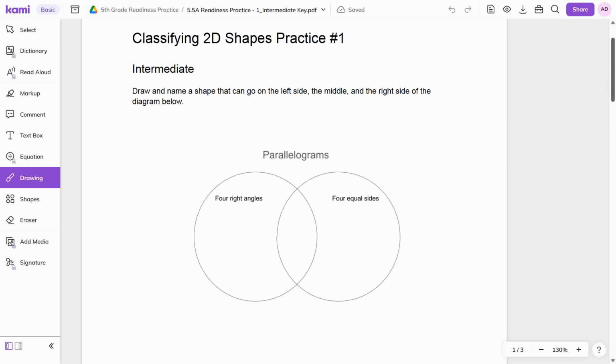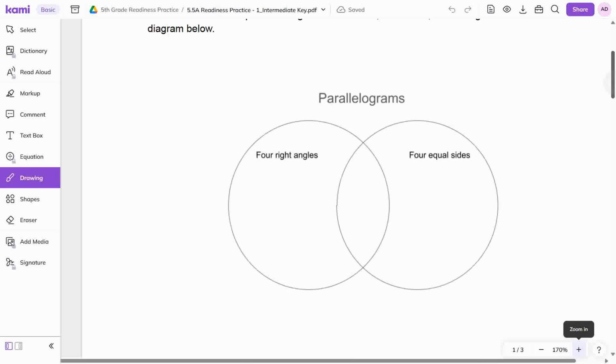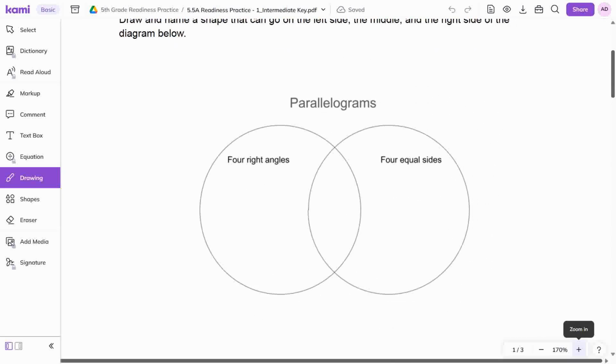So we've got a Venn diagram here, and we need to find a shape that goes just on the left, a shape that goes just on the right, and then a shape that goes in the middle. Let me zoom in a little bit so we can see this better. All right, so we need a parallelogram. What do we know about that?